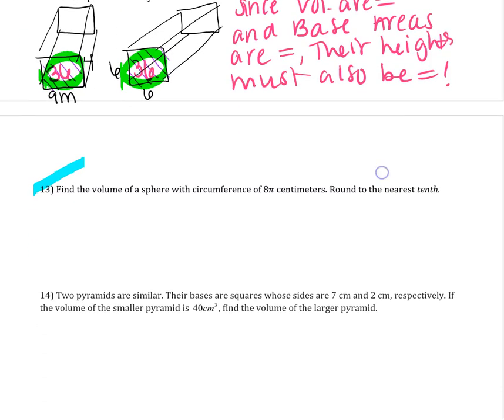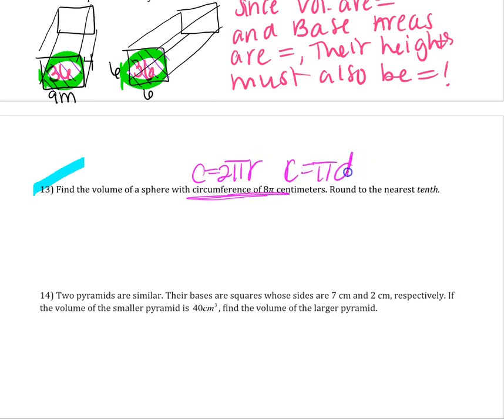All right, number 13, find the volume of a sphere with a circumference of 8 pi centimeters, round to the nearest tenth. So circumference on your reference sheet is 2 pi r or pi d. Either one honestly will work. I tend to like 2 pi r because you're eventually going to work towards your volume formula, which is in terms of the radius. So not that it matters, diameter is just twice the radius, but something to consider.